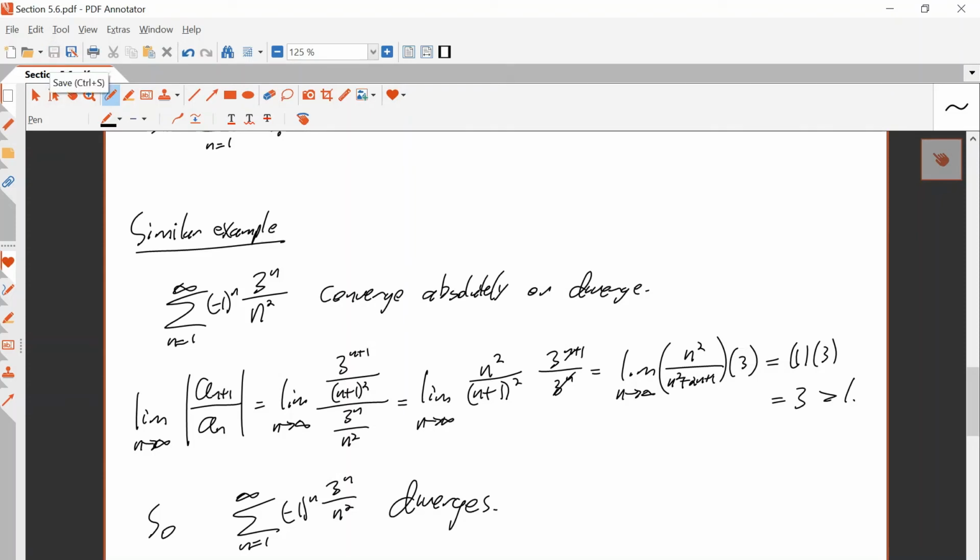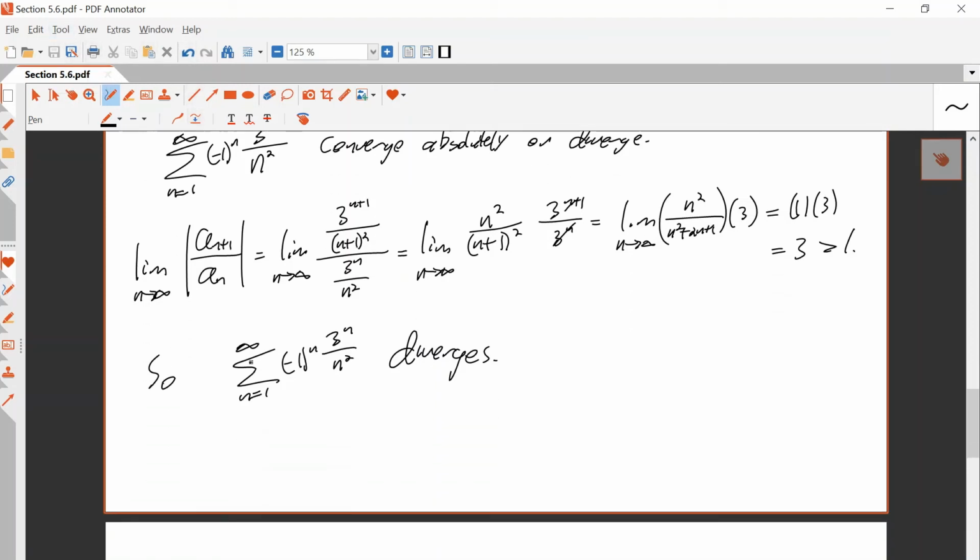So there's the ratio test. And we will make use of the ratio test in the next section as well, section 6.1. But there are just a couple of examples to get us started.